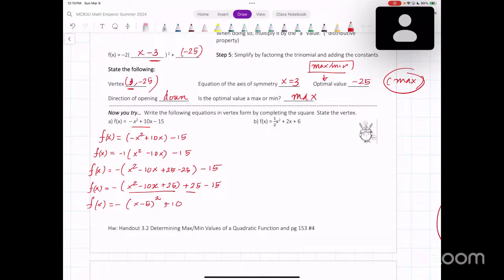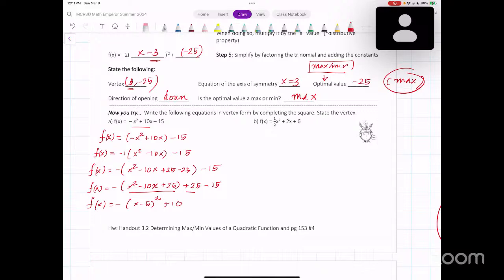Oh, I just printed out the Unit 3 review, so I'm going to give you guys the copy. Pass it to her. Give me.